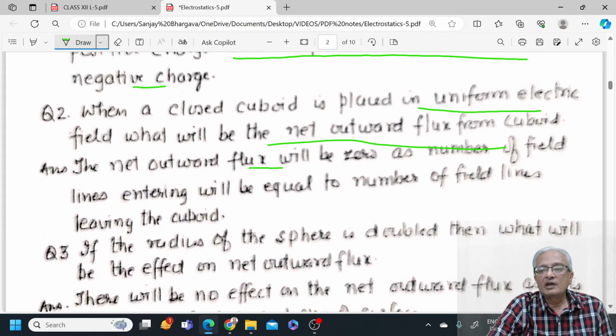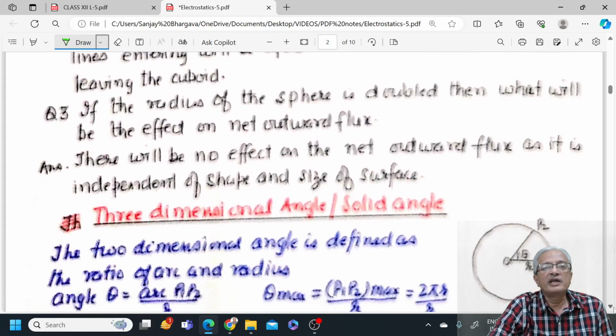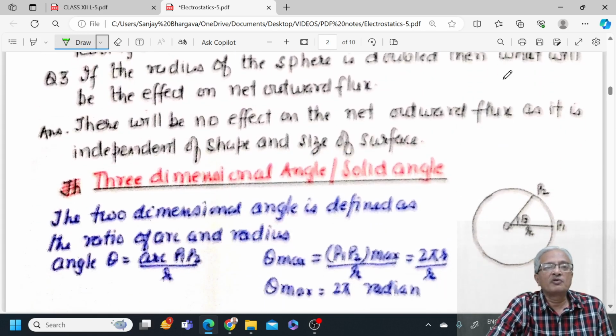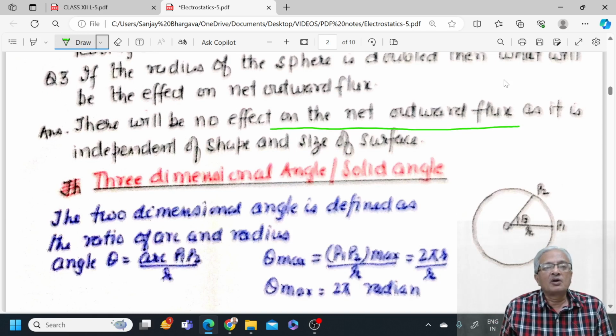Then we have, if the radius of the sphere is doubled, then what will be the effect on net outward flux? There would be no effect on net outward flux. Why? Because we have already said that the net outward flux is independent of shape and size of the surface. Because the number of field lines is always decided by the magnitude of the charge, not by the shape and size of the surface.